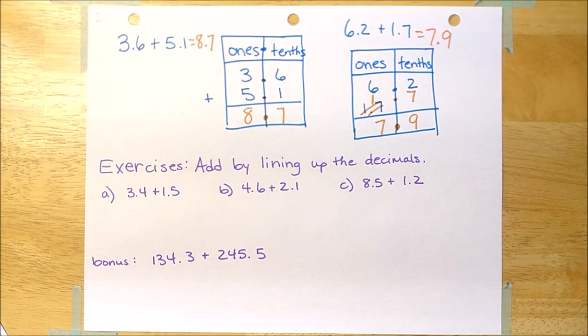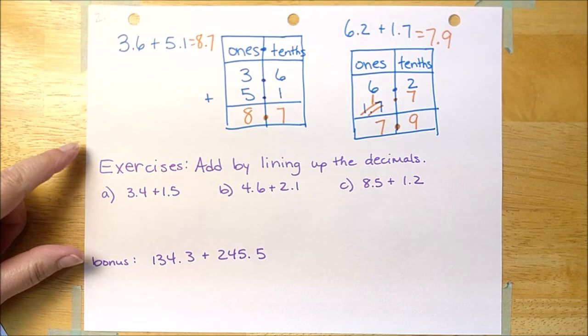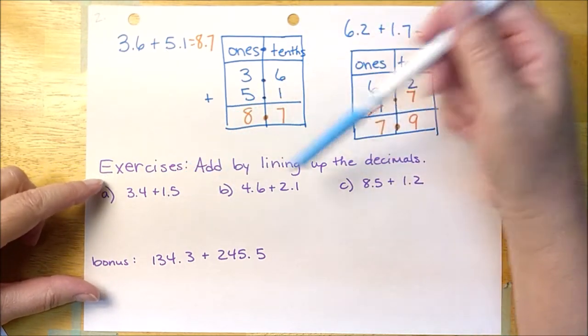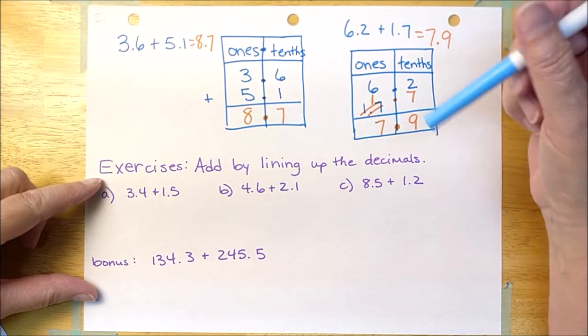So now you're going to be doing adding just like that. You're going to need a scrap piece of paper, and I want you to add these numbers together. Make sure that you are lining up your decimals. So pause and do that.